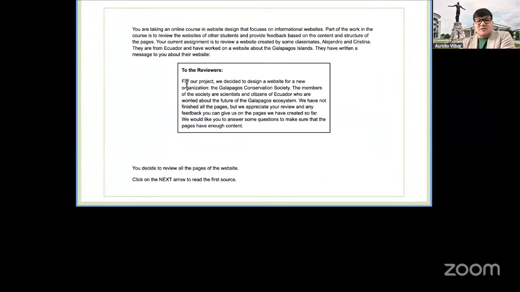To the reviewers: for our project, we decided to design a website for a new organization, the Galapagos Conservation Society. The members of the society are scientists and citizens of Ecuador who are worried about the future of the Galapagos ecosystem. We have not finished all our pages, but we appreciate your review and any feedback you can give us on the pages we have created so far. We would like you to answer some questions to make sure that the pages have enough content.